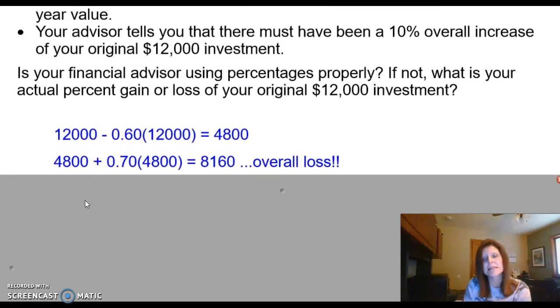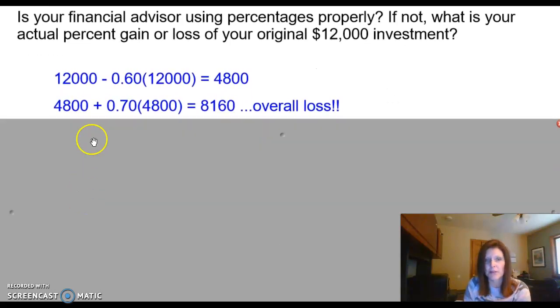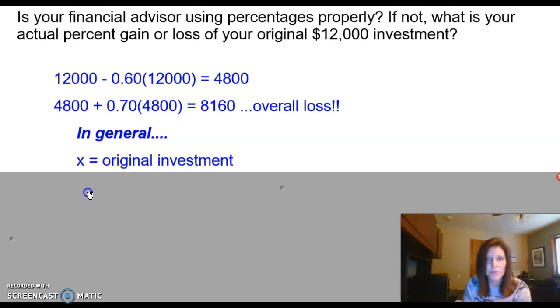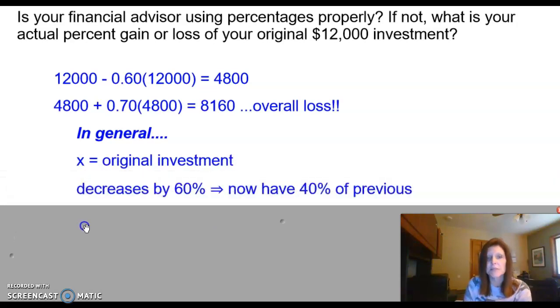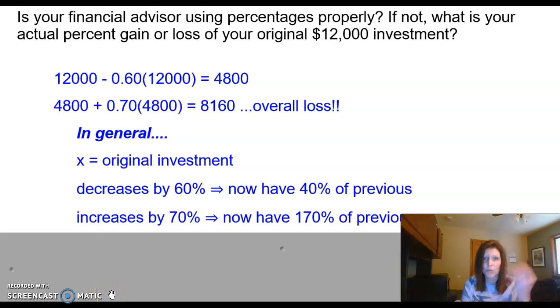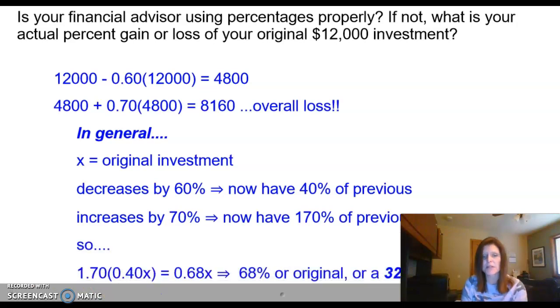All right, so what is the actual thing that's going on here? So in general, we're going to let X be our original investment. Decreasing by 60% would mean we now have 40% of that previous amount. If we increase by 70%, we now have 170. So we have the whole 100 that we started with plus another 70. So that's 170% of the previous.